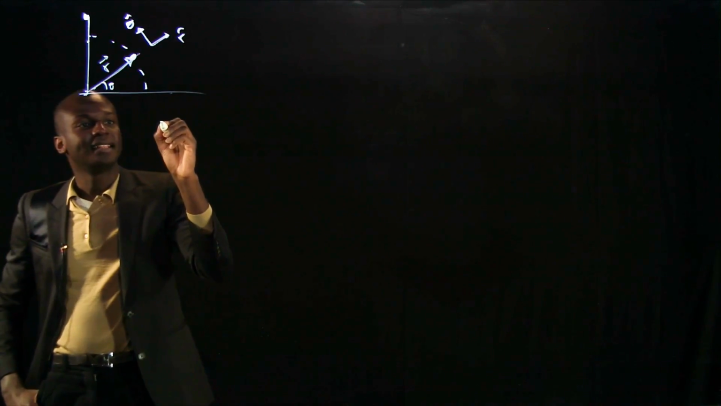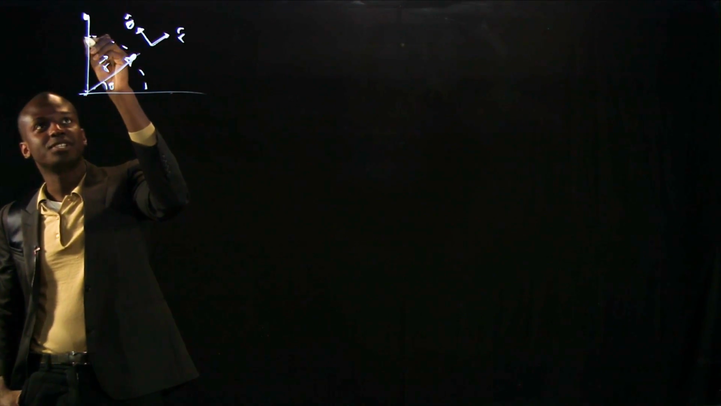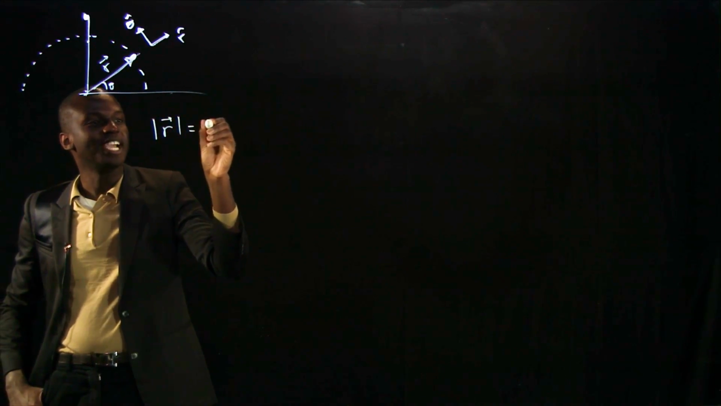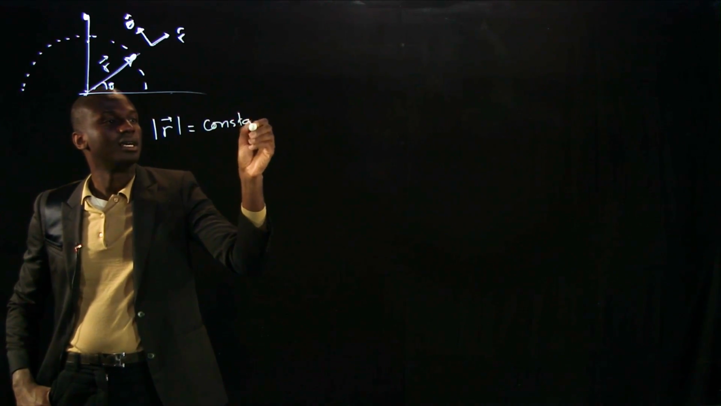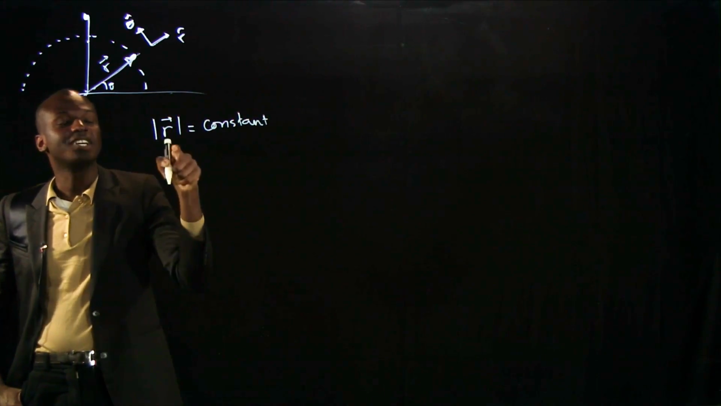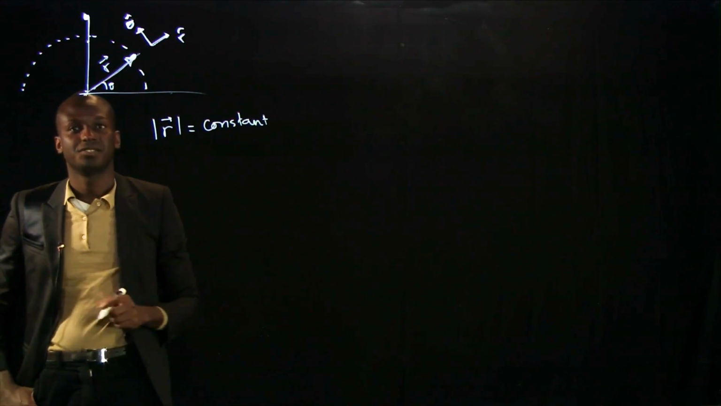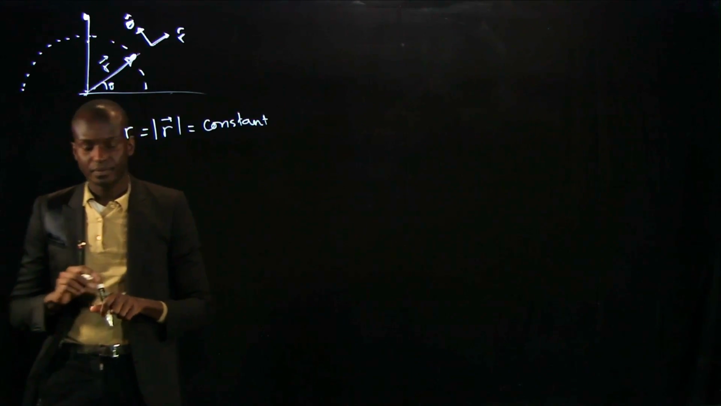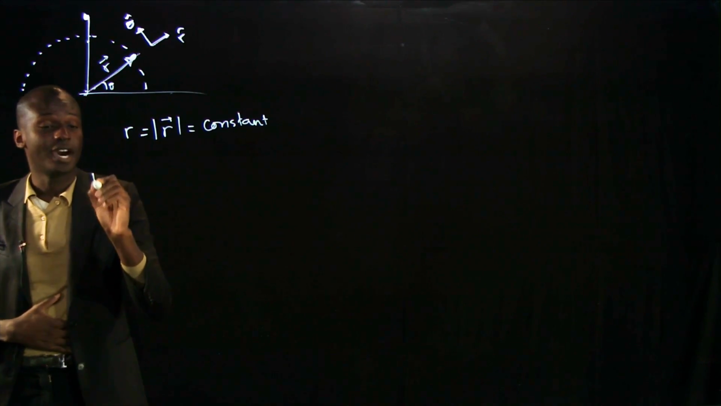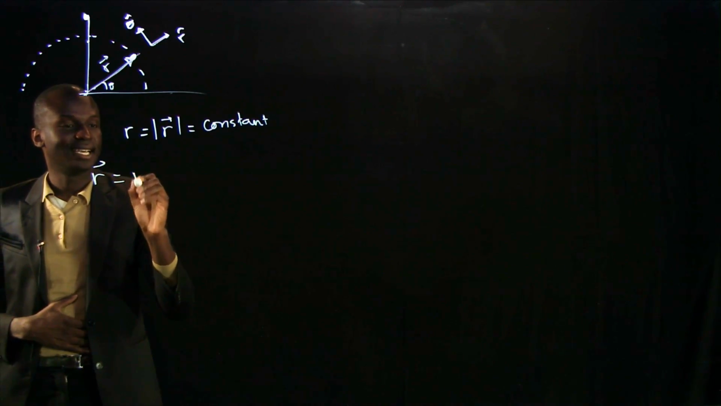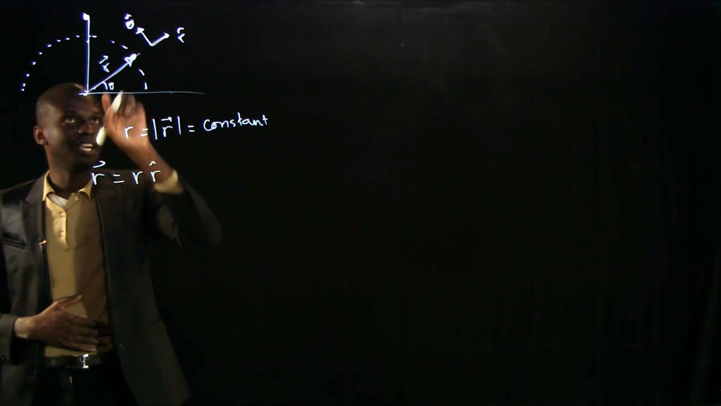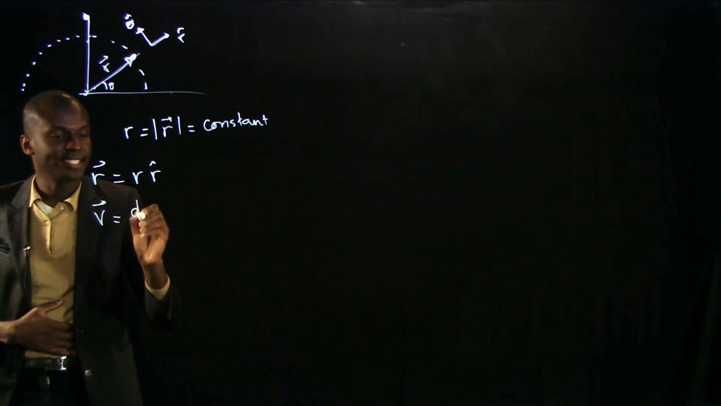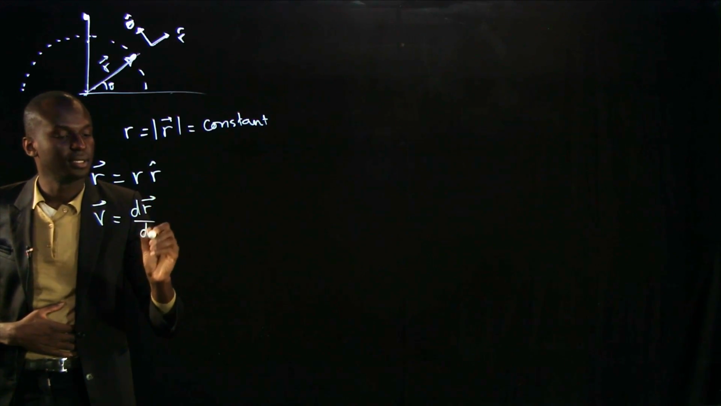We'll assume here that the motion of the particle is confined to this circle of radius r. The implication being that this position vector would have a constant magnitude, which is the radius of this circle, and we'll call this r without the vector notation. So in the polar coordinate system, our position vector can simply be written as this magnitude r in the r hat direction. To get the velocity then, we take the time derivative of this position vector.